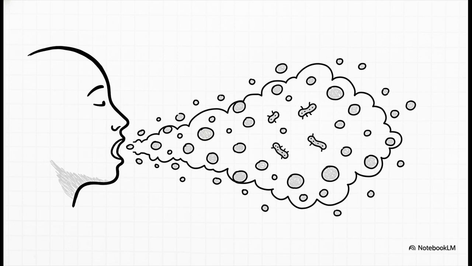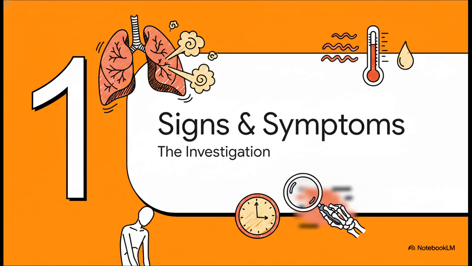Okay, so how does this thing spread? This is absolutely critical for your safety and for any infection control questions on your exams. It's all about airborne droplets. So when someone with active TB coughs, sneezes, or even just talks, those tiny little germs are just hanging out in the air.